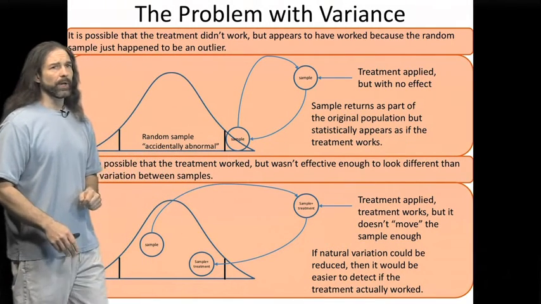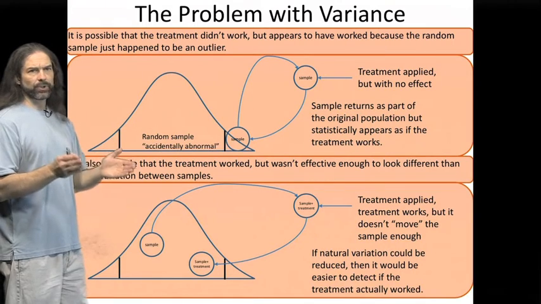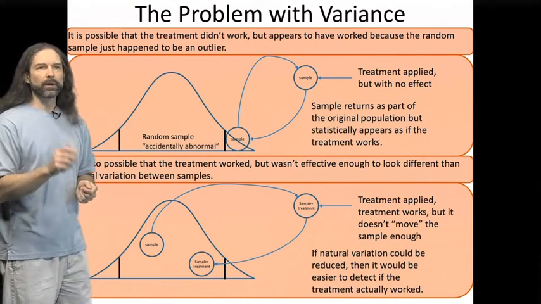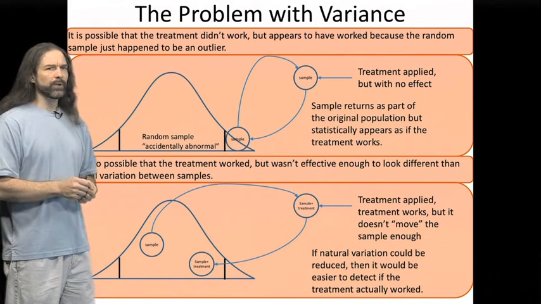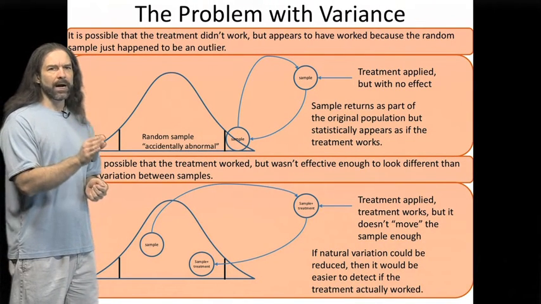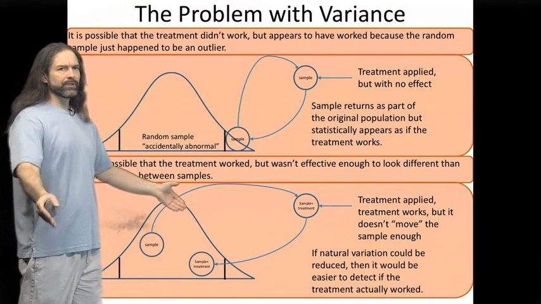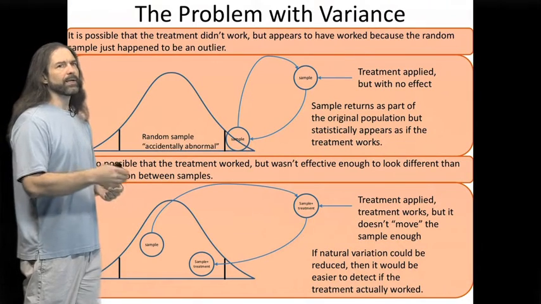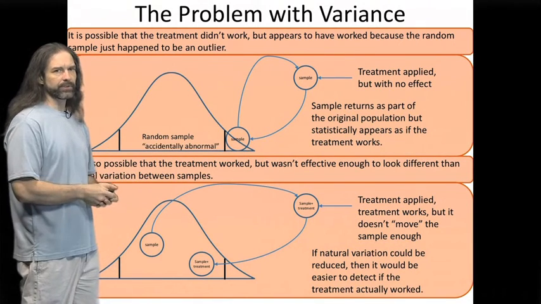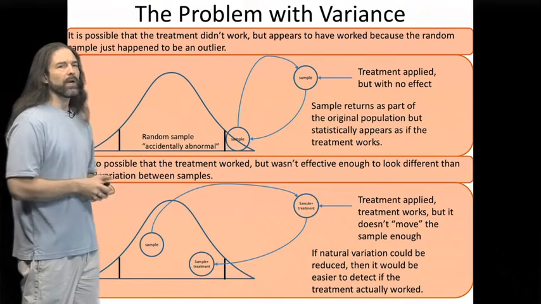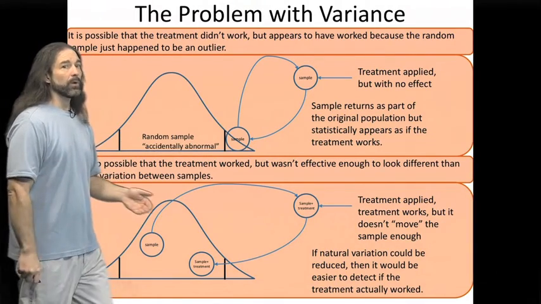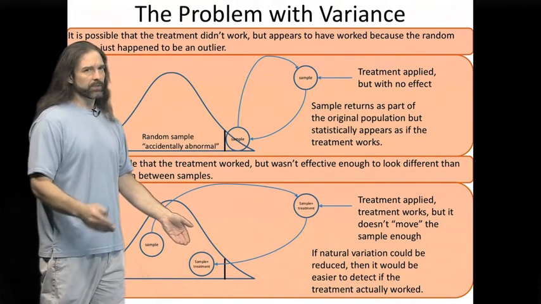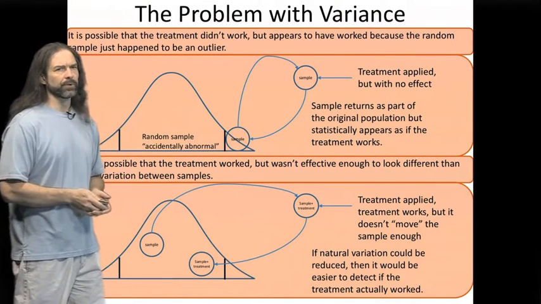So here is a situation where we have a type 2 error. The treatment in the real world did work, but the statistics when we compute it indicate that it did not work. So the reach of that natural variation was such that the treatment did not extend past what we would effectively consider noise. It doesn't move the sample enough. So even though really in the real world this is now sample plus treatment, statistically it still belongs in the original group.